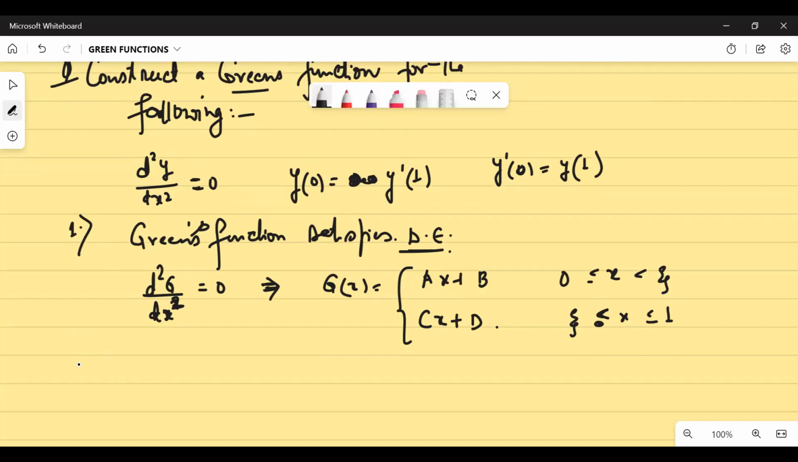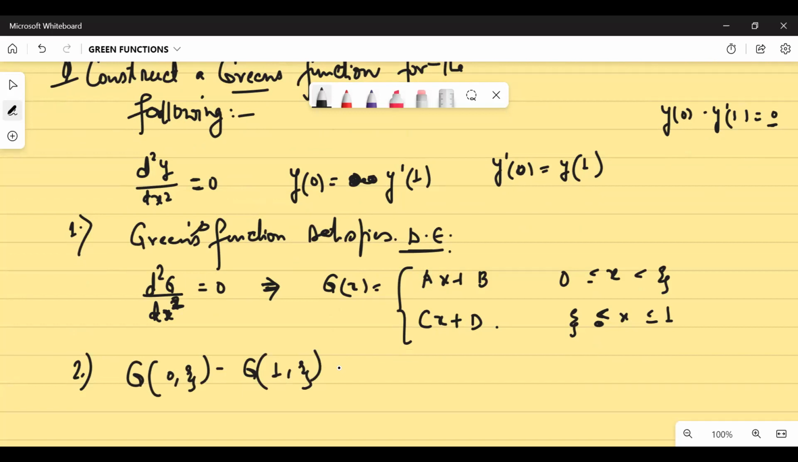Further, you know that this Green's function also satisfies the homogeneous boundary condition. So you have this homogeneous boundary condition. Homogeneous boundary condition, understand? That means y0 minus y dash 1, if you write, is equal to 0. So it is a homogeneous boundary condition. So if you see that, what would this be? This would be like writing g0 comma zeta minus g dash 1 comma zeta equal to 0.